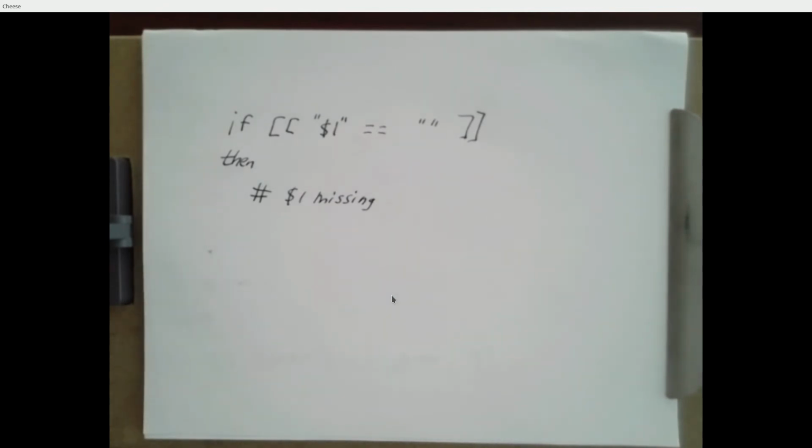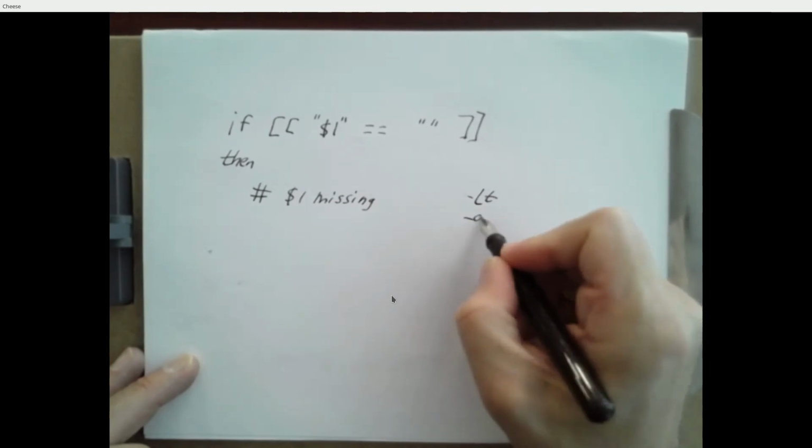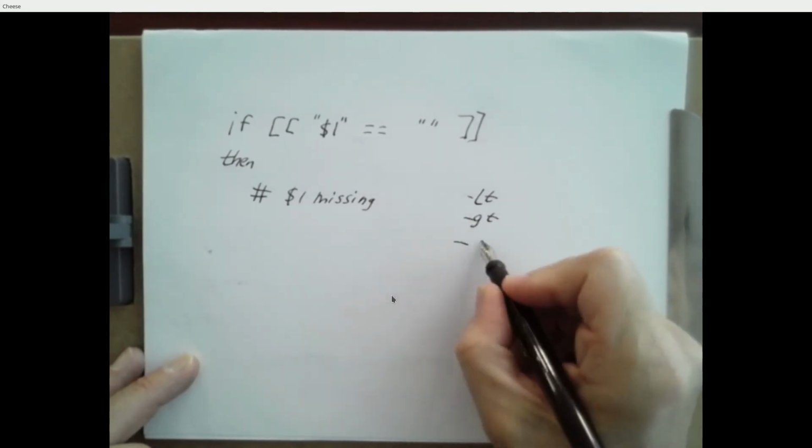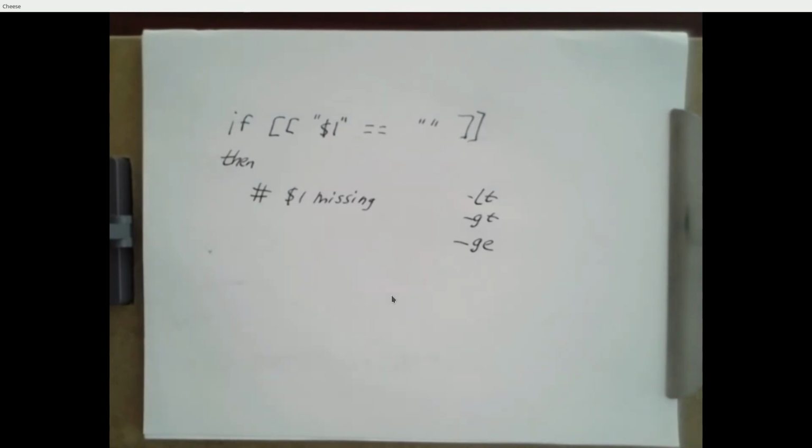Instead of the two equal signs, if it's a script, doesn't that have to be dash eq? For numbers, it's dash eq. For strings, it's equal equal. Okay. Because we also have dash lt and dash gt and dash ge and so on. So that's how I remember that those are for numbers.